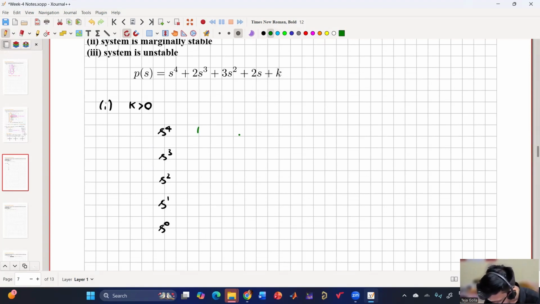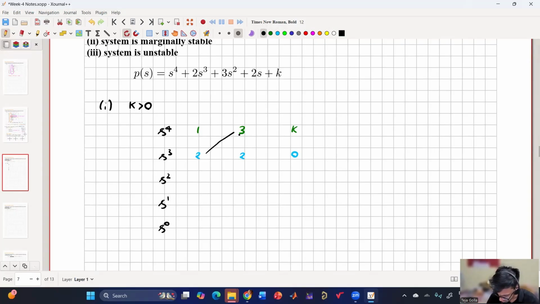1, 3, K. And the second row? 2, 3, 0. You are making a mistake. Sorry, 2, 2, sir. 2, 2, 0. Right? Yes, sir. So now if we calculate the s squared row, what will be the first value?